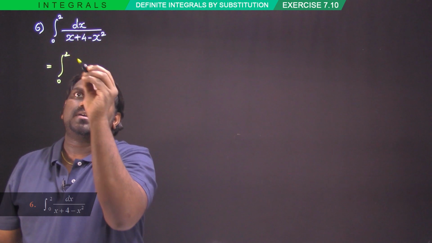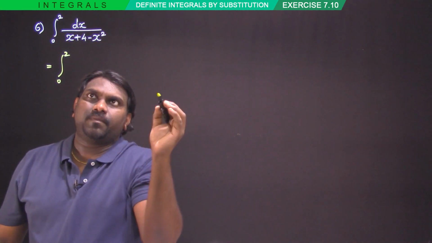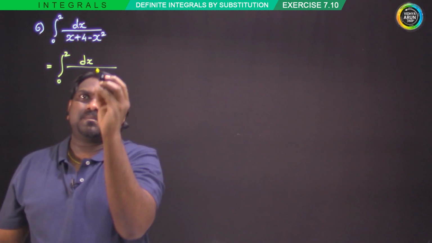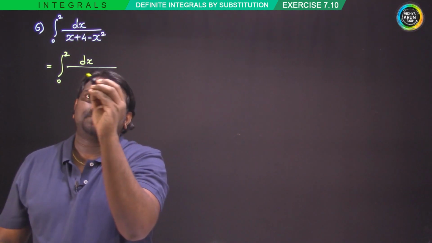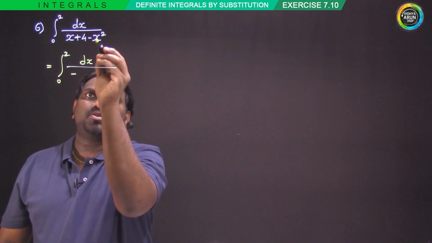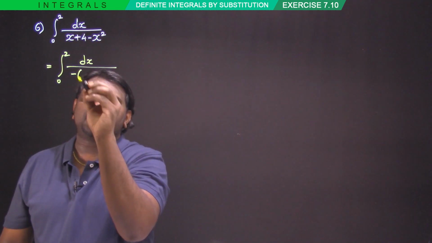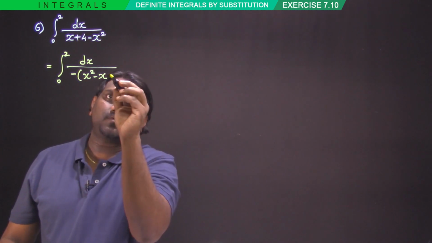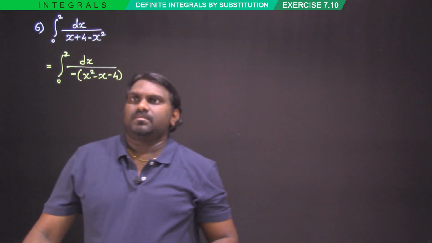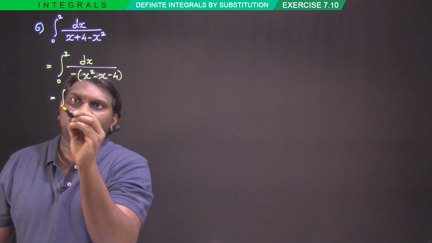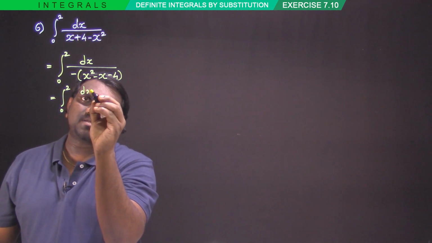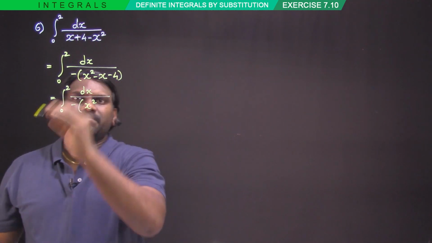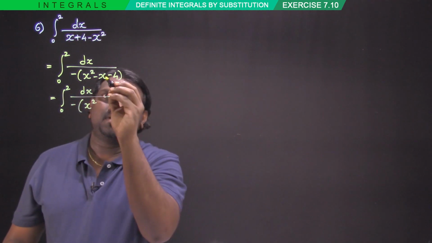making this a perfect square. Because of the minus on x square, I'm going to take the minus outside. So what I will get here is x square, then x minus x, this will be minus 4, right? Then I'm going to make this one a perfect square. 0 to 2, then dx by, keep it here itself, because we are going to make this a perfect square and bring something out. Let's see what comes out.